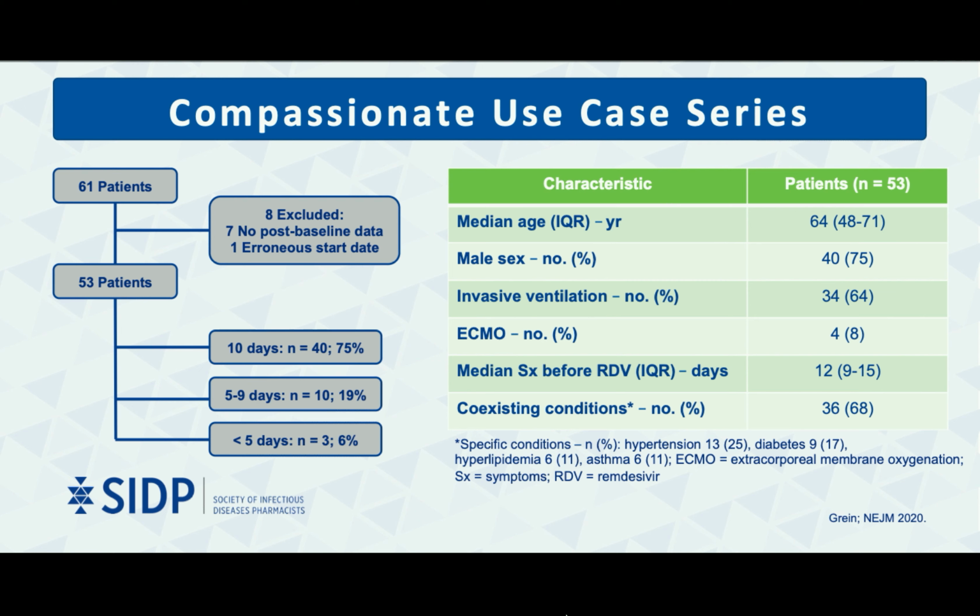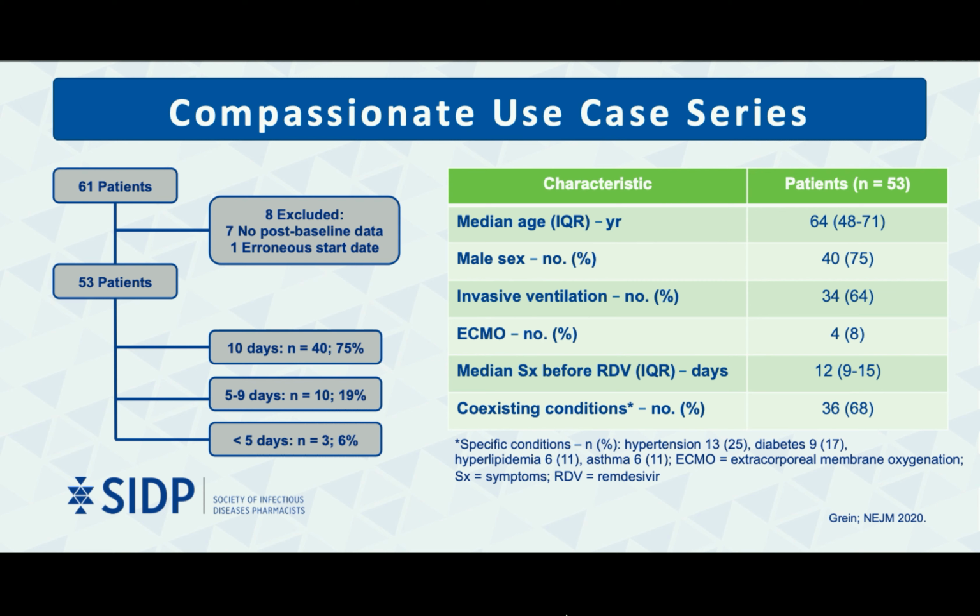Looking at some baseline characteristics for the cohort, the median age was 64 years, and 75% of the patients were male. As a somewhat reliable surrogate for severity of illness, at baseline, 64% of patients required mechanical ventilation, and 8%, or 4 patients, required ECMO.